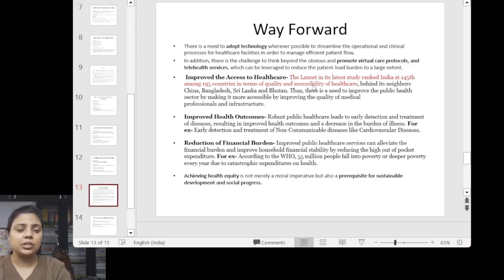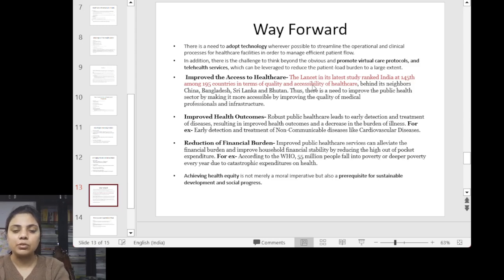Next we can see reduction in financial burden. I'm giving you one small tip on how you can use this whenever you write your challenges. Whenever you have written challenges like higher out-of-pocket expenditure and poor health infrastructure, you can use the same points in your way forward also.